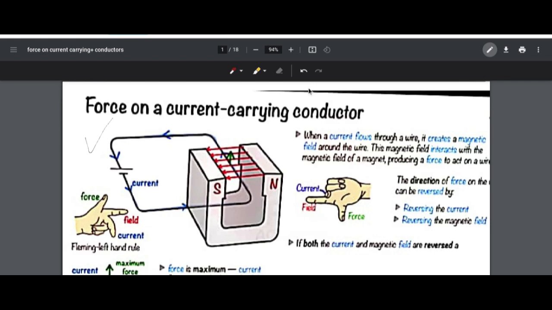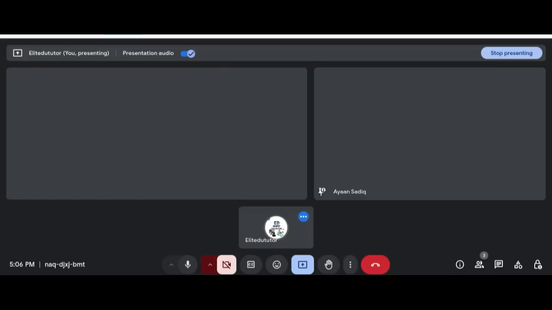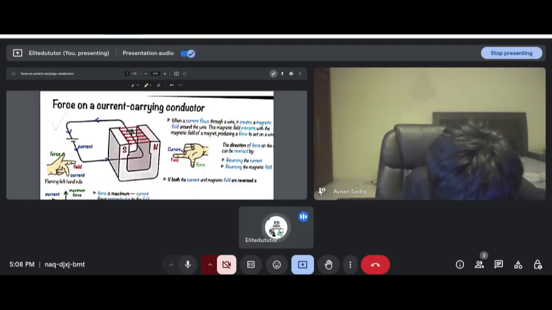So you have to write this thing down. When a current carrying conductor is placed in a magnetic field, it experiences a force. Are you writing? Yes. Okay.